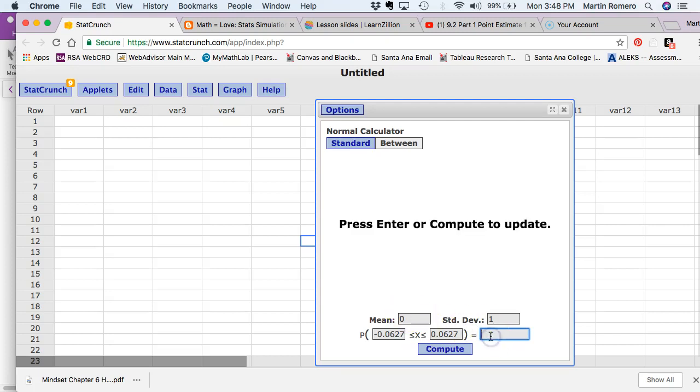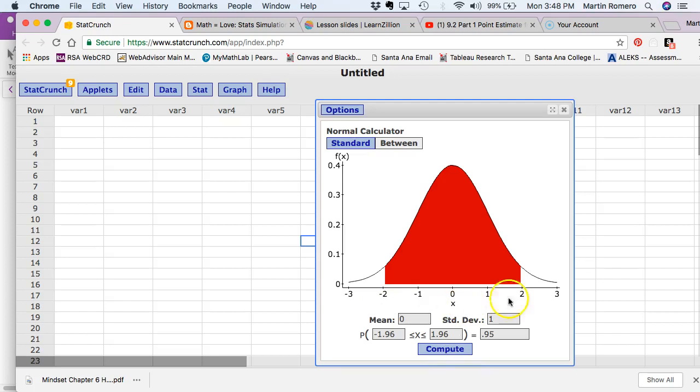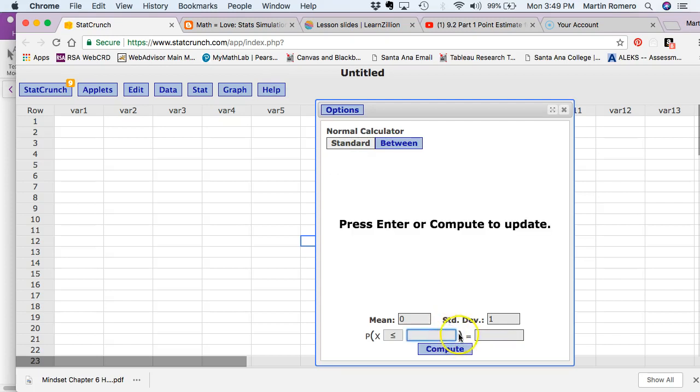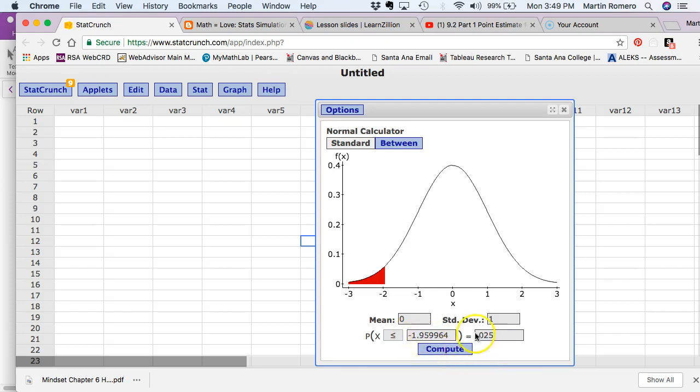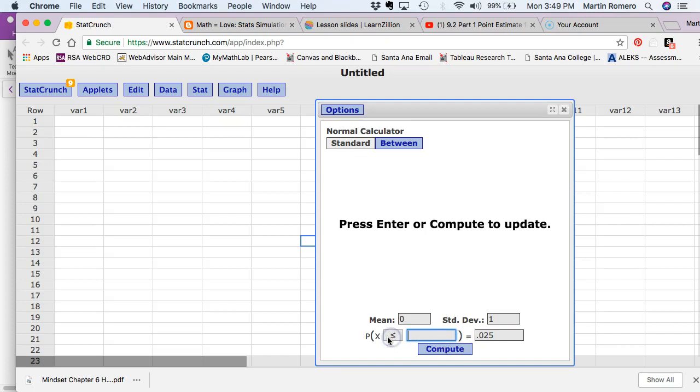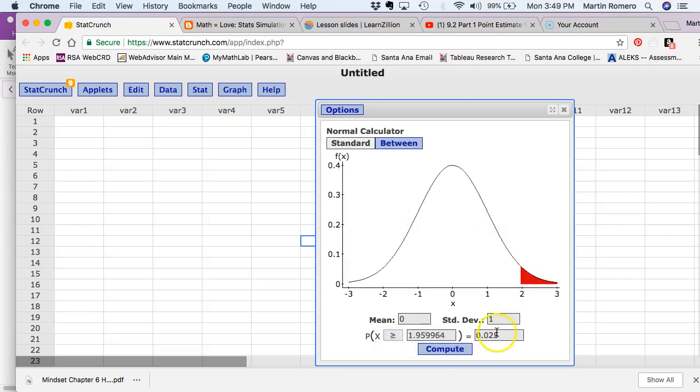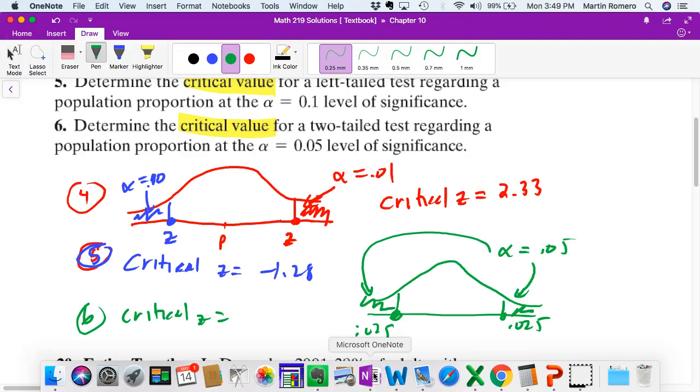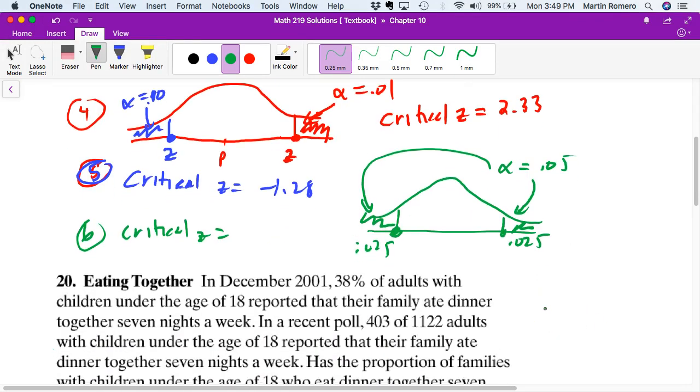Compute. Bad, messed up. 0.95, because in between, that's your 95%, at least 2.5 in each side. So we get answers at negative 1.96 or positive 1.96. Another way would have been to clean that out and put 0.025 like that. And there's your negative 1.96. Or if I clean that out and do the right side, you get 1.96 again. So our answer for number 6, the critical z values, there are 2 of them: 1.96 and negative 1.96.